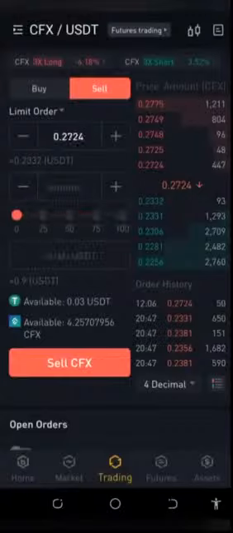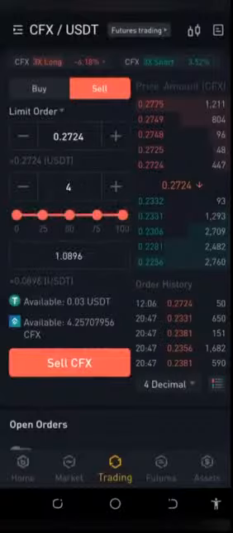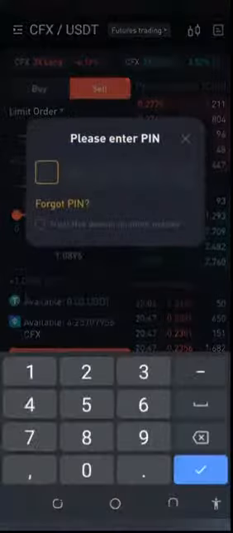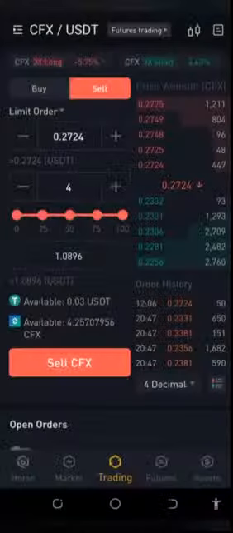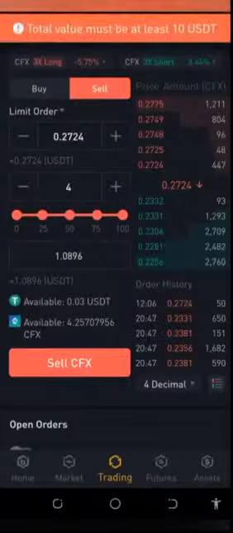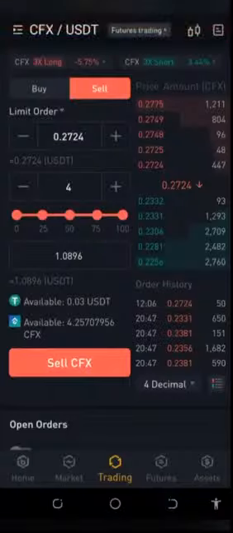Let me do the normal price, and then whenever it converts, I'll wait for it. Let's just see. Let's go ahead and do this. Okay, I'll fix in my transaction pin and I'll be back. Okay, I'm fixing my transaction pin, but it's not going anywhere because look at what it just said. It says here, total value must be at least 10 USDT.